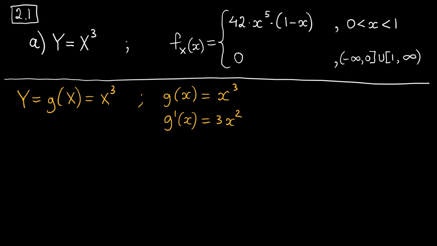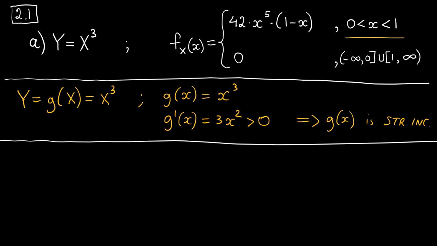Notice that this expression 3x squared is not strictly greater than 0 on the entire real line from negative infinity to positive infinity. But fortunately, we do not care that it be strictly greater than 0 on the entire real line. We only care that it be so on the support of the random variable x, which in this case is the open interval between 0 and 1. And indeed, this expression 3x squared is strictly greater than 0 on the open interval between 0 and 1. Okay, so we're in business then, because that means that g of x is strictly increasing.